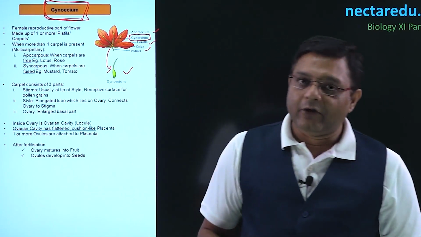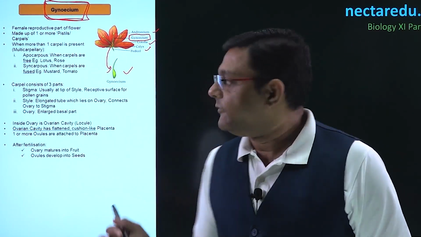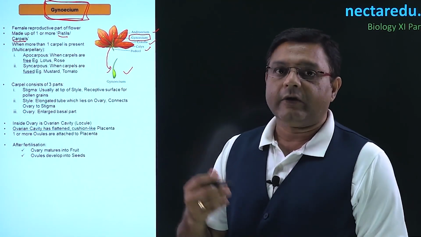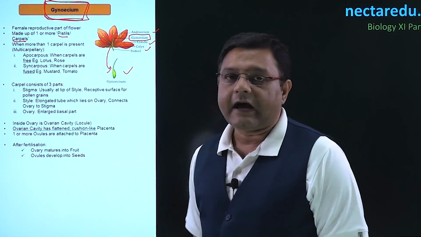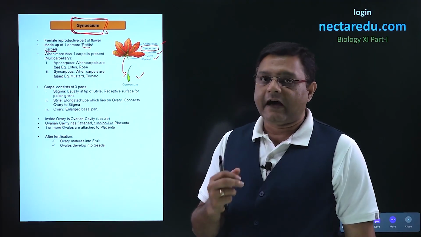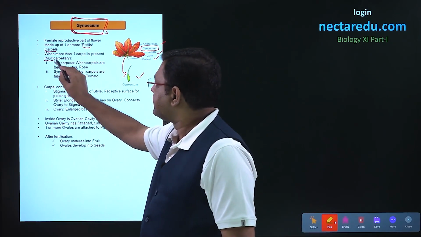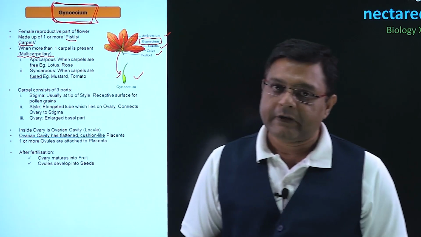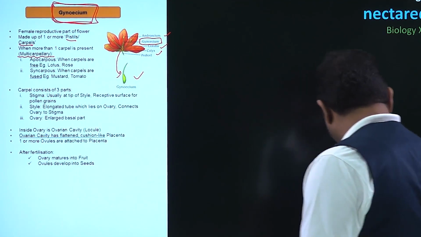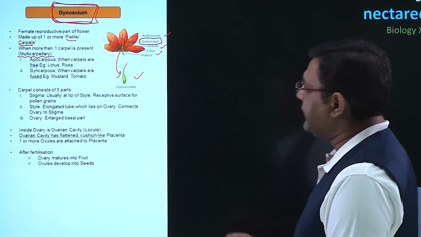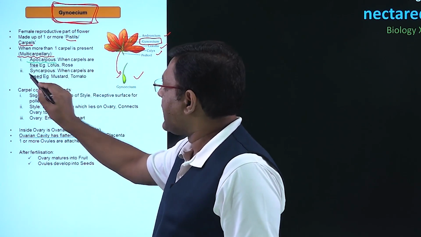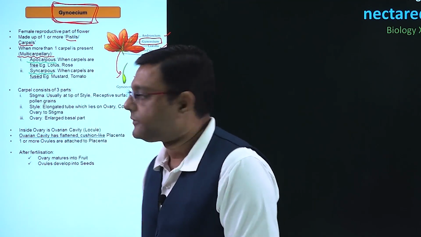Gynoecium can be made of one or more parts which are called pistil or the carpels. Now, in case there is only one carpel, it will be called monocarpellary. If more than one carpel is present, then this case will be called multicarpellary. Now, if the condition is multicarpellary, there can be further divisions. We can say that multicarpellary can be apocarpous or it can be syncarpous.